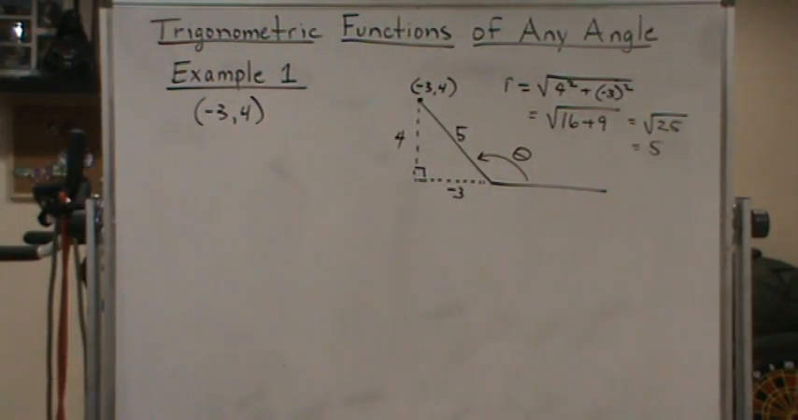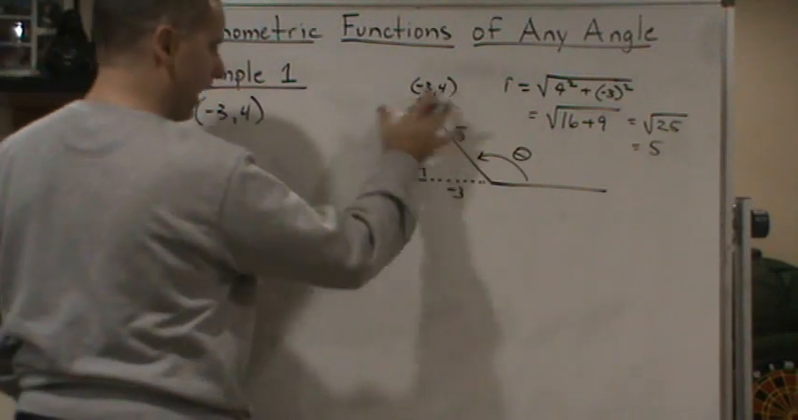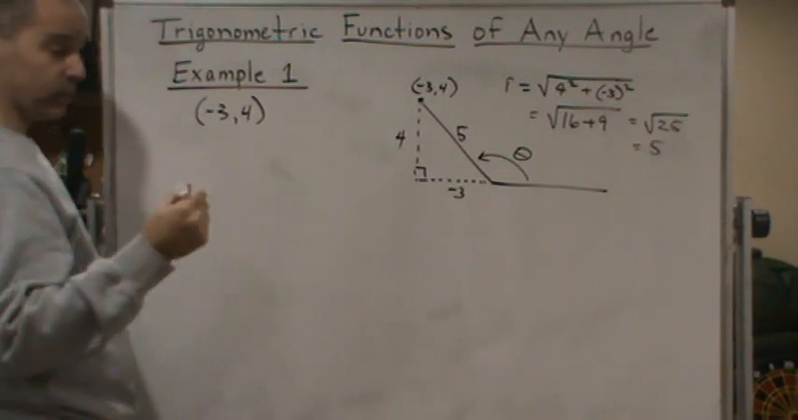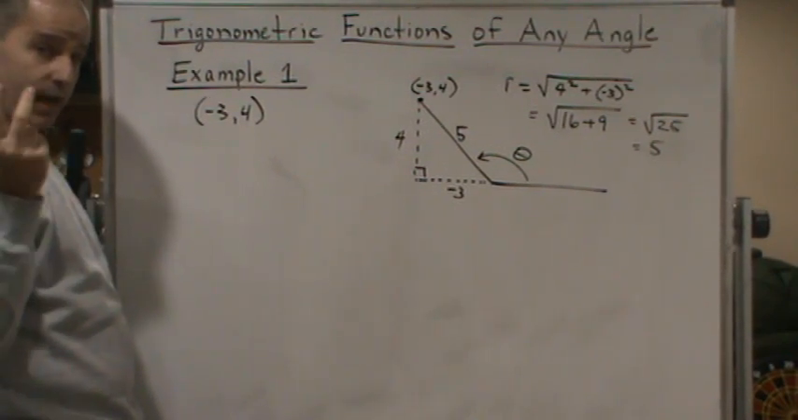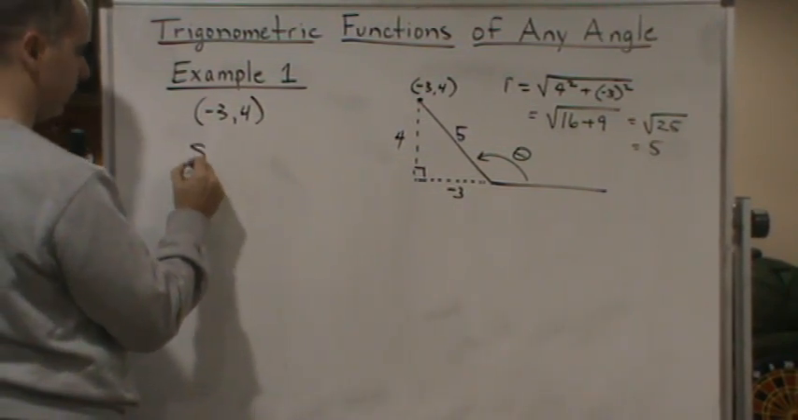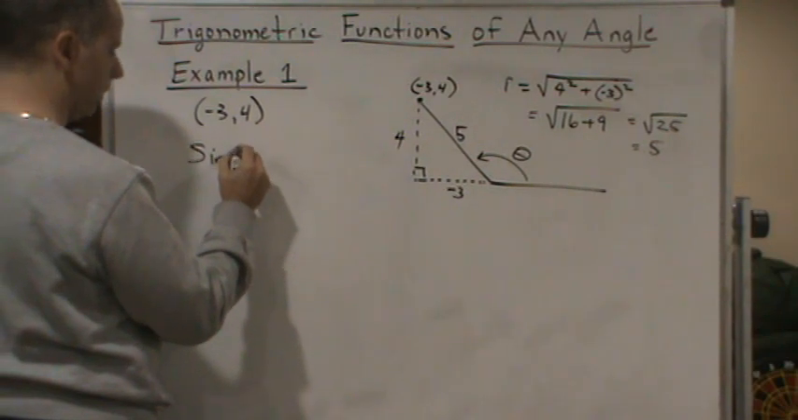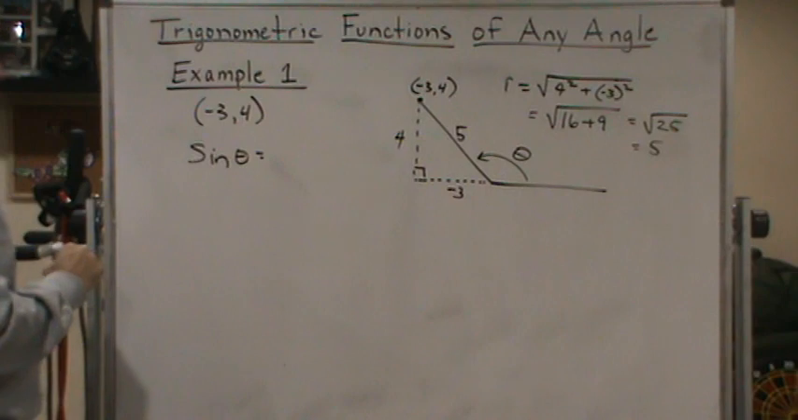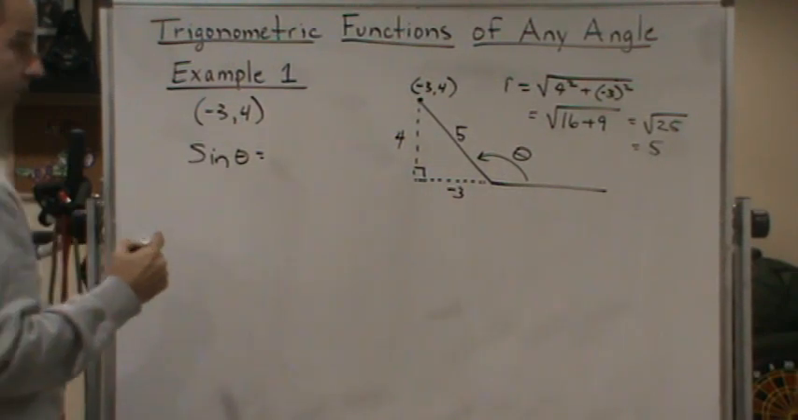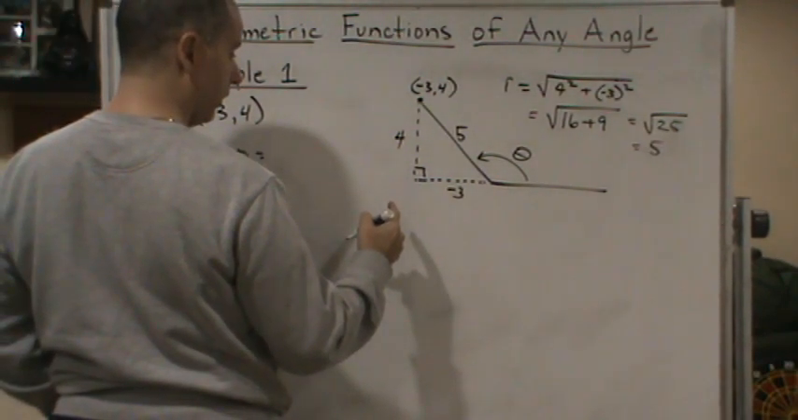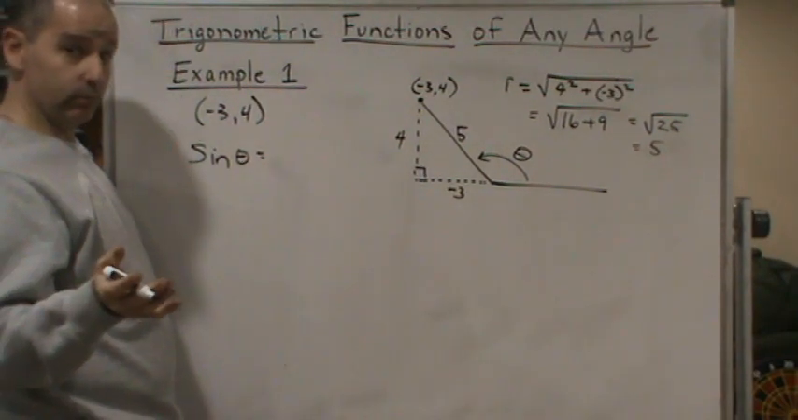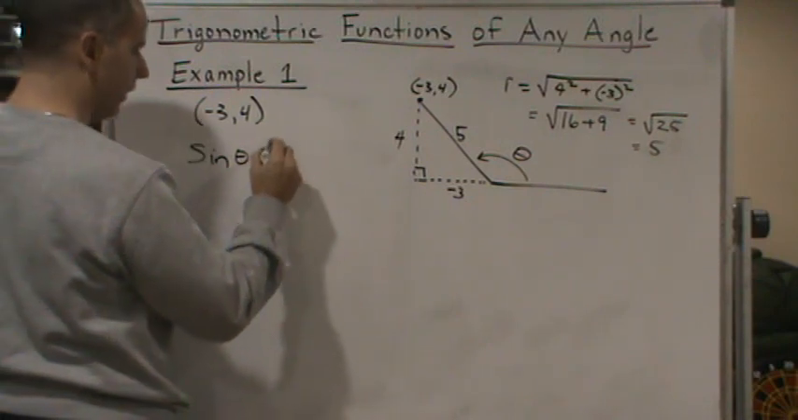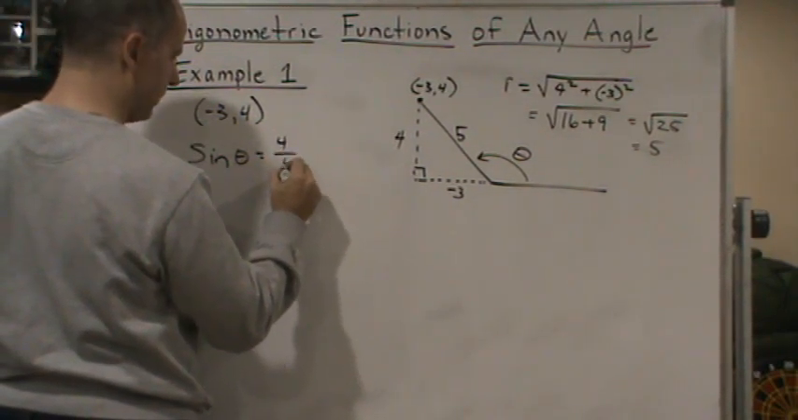Okay? So now that we've got the triangle mapped out, all I have to do is write out the trigonometric functions. So we're going to do it for sine, cosine, and tangent. Okay? So sine theta. Sine theta is y over r, right? Or think about opposite over hypotenuse, right? So y over r. So that's going to be 4/5.